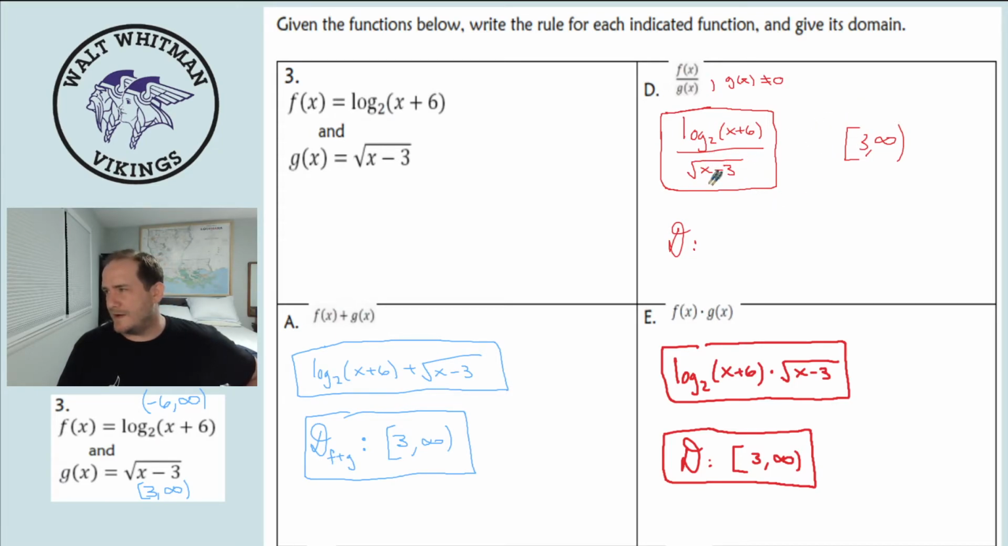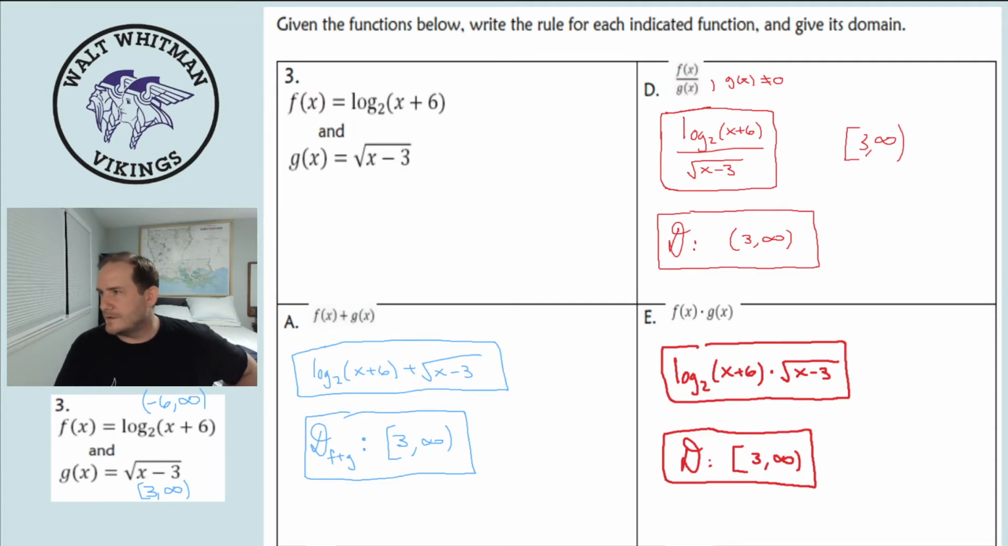Normally that's fine. It's fine to have a 0 under the radical. But when that 0 turns into a 0 in the denominator, it's suddenly not okay anymore. So we make a tiny tweak to our domain, and it becomes 3 to infinity, but not including 3. And that tiny change is relevant. So make sure you understand that.